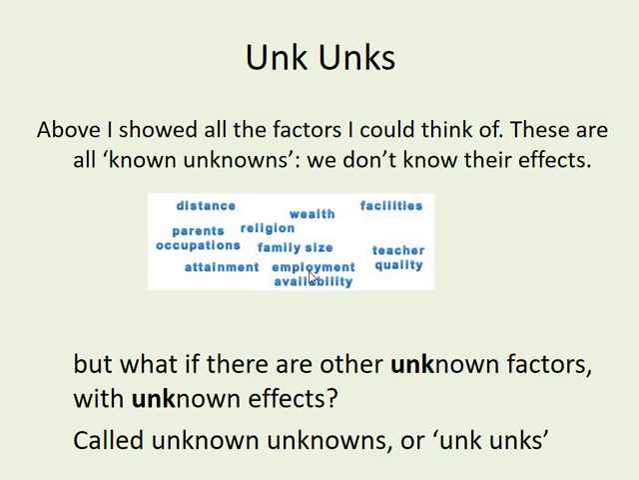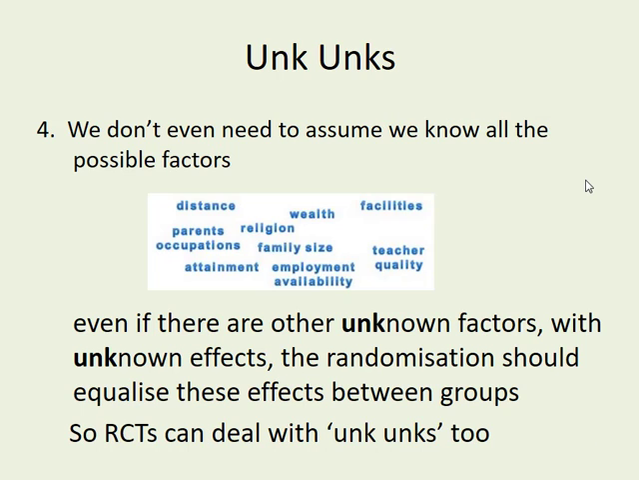So unknown factors with unknown effects, they're called unknown unknowns, or sometimes Unkns, a slightly ugly phrase used in the statistics jargon. So what can we do about Unkns? Well, the short answer is we don't have to do anything, because even if there are other unknown factors, then the randomization should still equalize the effects of it between the two groups. So the claim is that RCTs can deal with all these factors, the known unknowns and the Unkns too.